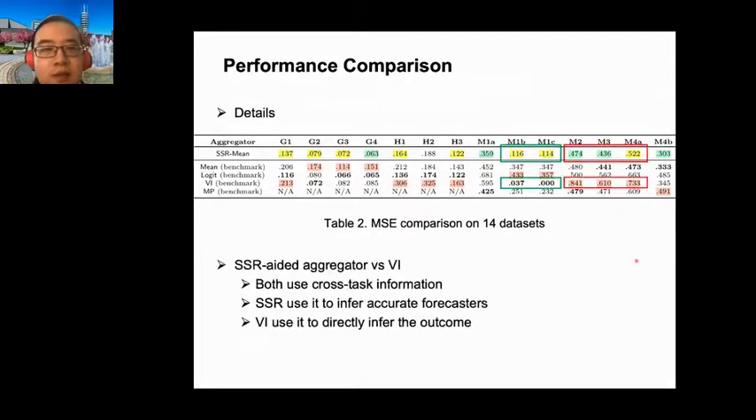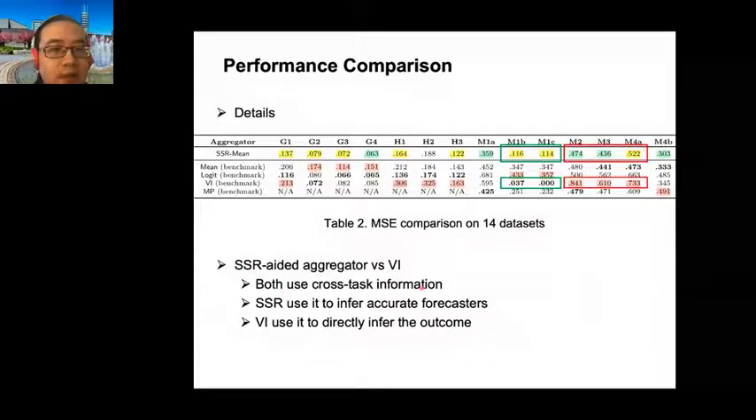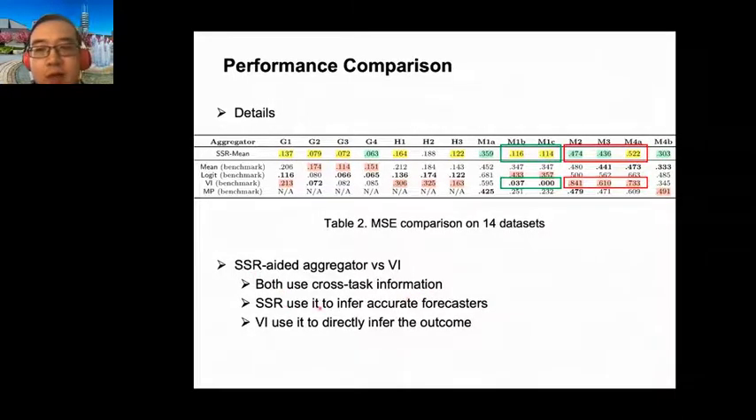Now let's compare our method with the inference method. Both our method and the inference method use cross-task information in the aggregation. Basically, when generating the prediction on a single question, we use the predictions on other forecasting questions. That's the similarity between ours and the inference-based method. The difference is that we use the information to identify the top forecasters first, and then apply the simple mean aggregation on these forecasters, while the inference method directly infers the outcomes.